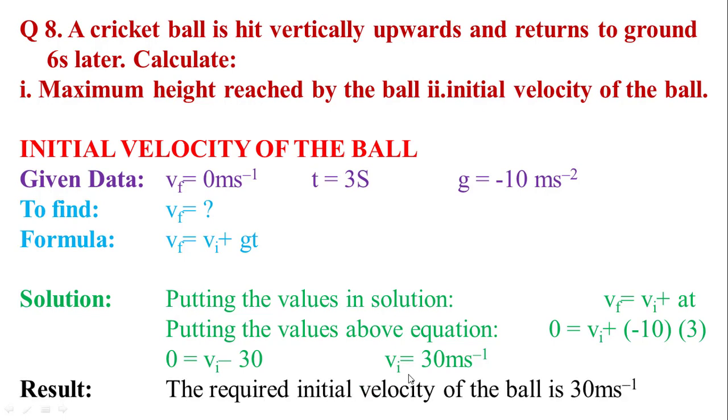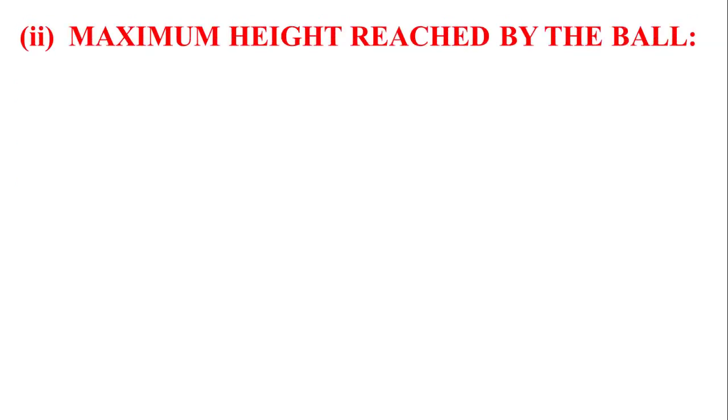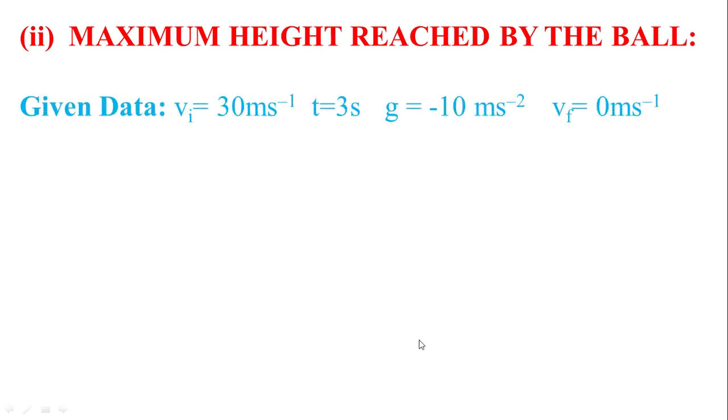Result: the required initial velocity of the ball is 30 meters per second. Now we calculate the maximum height reached by the ball. Given data: initial velocity Vi is equal to 30 meters per second, time T is equal to 3 seconds, the value of g is minus 10 meters per second square, and Vf is equal to 0.